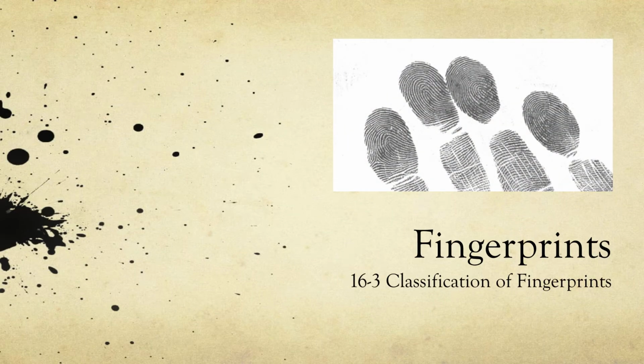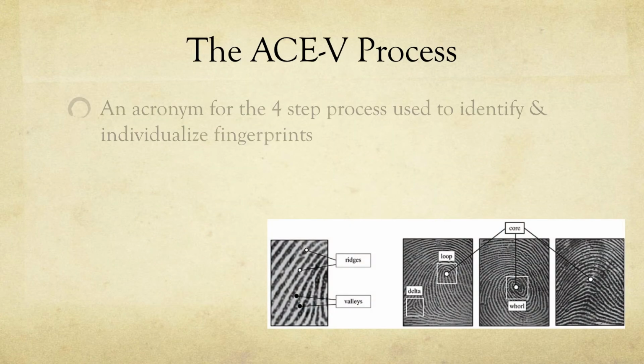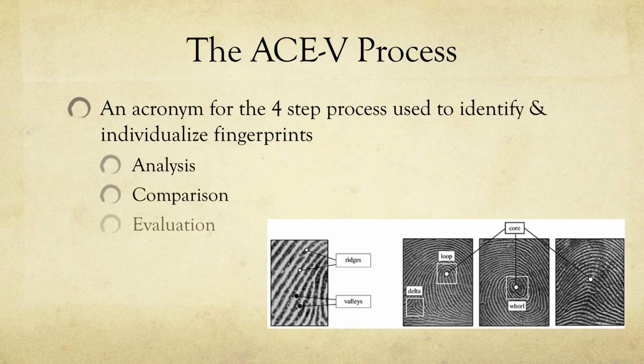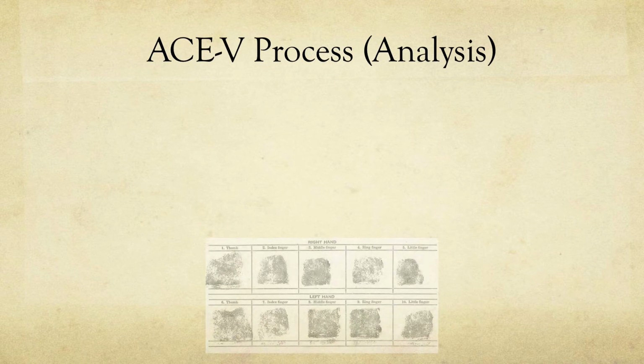Forensic Science Lecture 16-3, Classification of Fingerprints. The ACE-V process is an acronym for the four-step process used to identify and individualize prints. It includes an analysis, a comparison, an evaluation, and a verification.